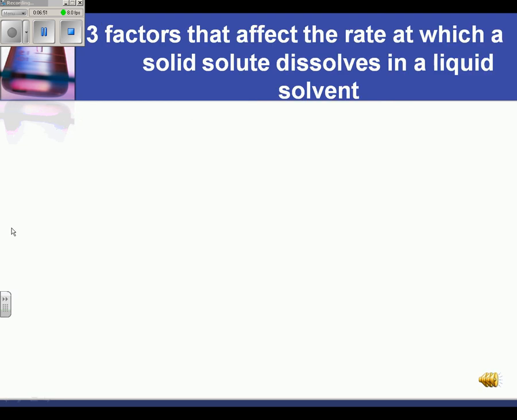There are three factors that affect the rate at which a solid solute dissolves in a liquid solvent. Here we're talking about something like dissolving sugar in water. If you know how to make sweet tea, you already know these three factors. So my first question is, do you use sugar crystals or sugar cubes when you make tea?